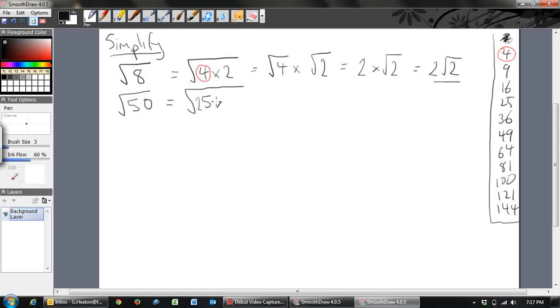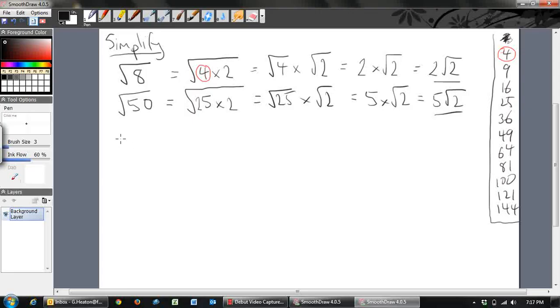So what we do is we write it as such. Let's write down our perfect square first, 25, and that's 25 times 2. Break the square root sign up into two pieces, the square root of 25 times the square root of 2. What is the square root of 25? The square root of 25 is 5. So it's 5 times root 2, and in maths we don't bother writing the times. 5 root 2. And so that's how we're doing simplification. I'll do two more.